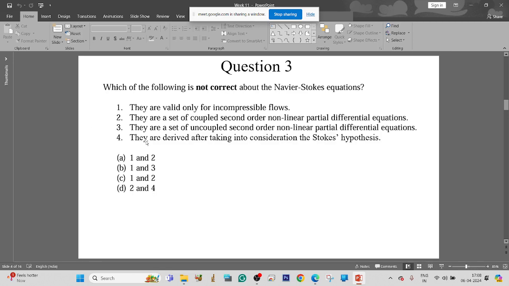Which of the following is not correct about the Navier-Stokes equation? The Navier-Stokes equation is valid for both compressible and incompressible flows, so the first one is obviously wrong. Next, it is a set of coupled second order nonlinear partial differential equations, but that is right. Which one is not correct? Uncoupled second order, so this will be 1 and 3, that means option B.